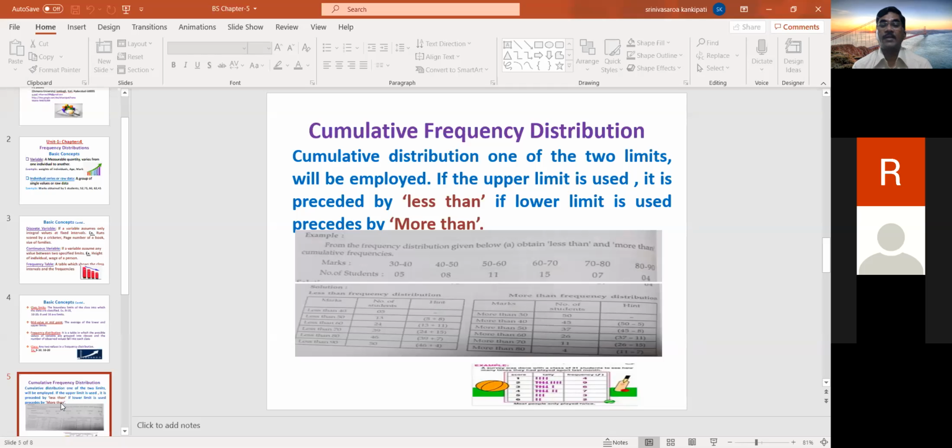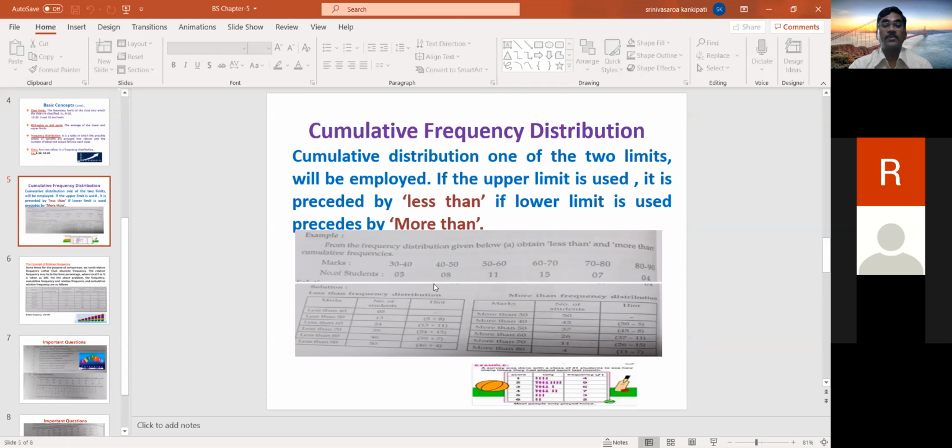You can understand it in a better way if you see the table I have mentioned here. In this table, I have given one example. From the frequency distribution given below, obtain less than and more than cumulative frequencies. Marks are given along with the number of students. The marks are grouped as 30 to 40, 40 to 50, 50 to 60, 60 to 70, 70 to 80, 80 to 90.